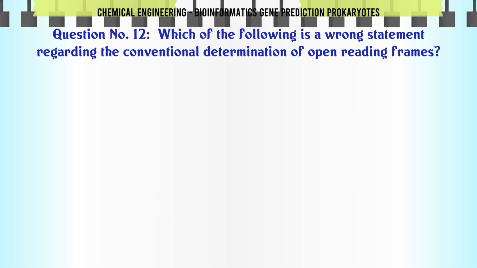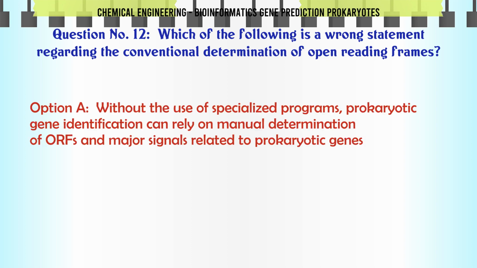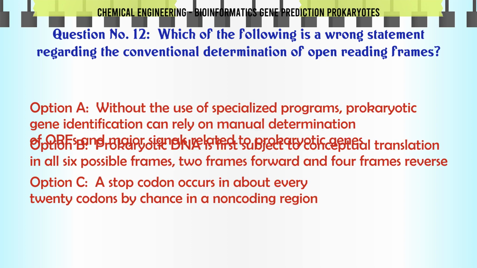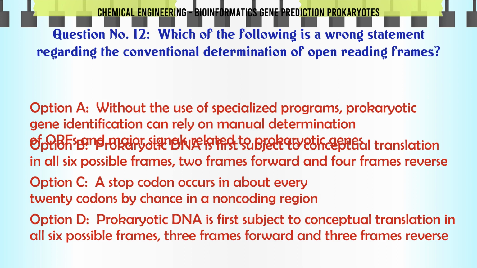Which of the following is a wrong statement regarding the conventional determination of open reading frames? A. Without the use of specialized programs, prokaryotic gene identification can rely on manual determination of ORFs and major signals related to prokaryotic genes. B. Prokaryotic DNA is first subject to conceptual translation in all 6 possible frames, 2 frames forward and 4 frames reverse. C. A stop codon occurs in about every 20 codons by chance in a non-coding region.